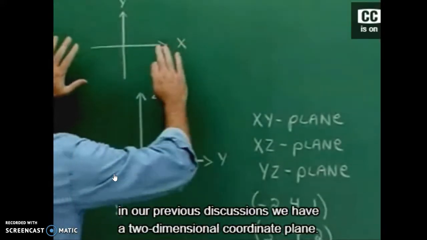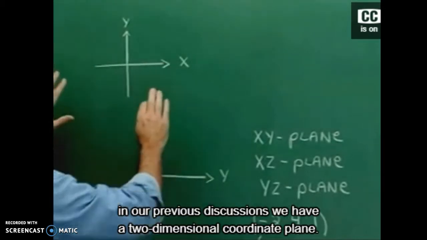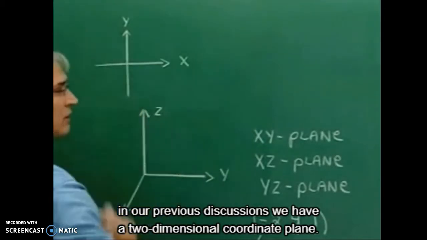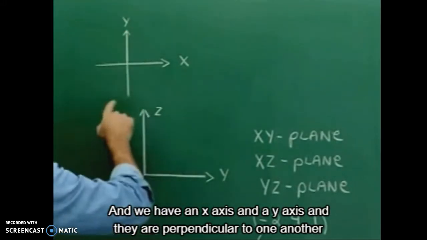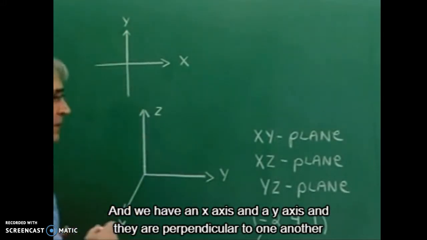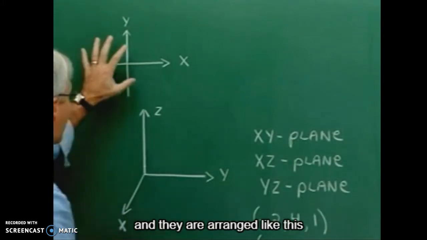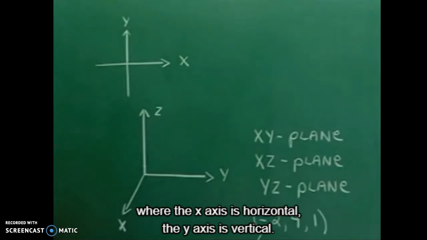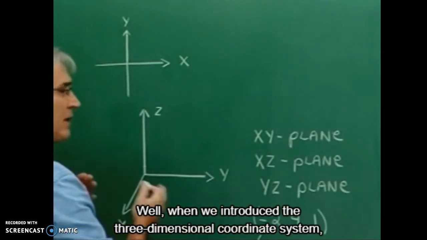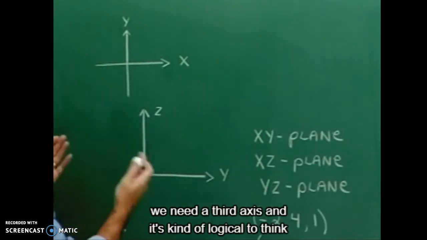You know, in our previous discussions, we have a two-dimensional coordinate plane. And we have an x-axis and a y-axis, and they are perpendicular to one another. They're arranged like this, where the x-axis is horizontal, the y-axis is vertical. Well, when we introduce a three-dimensional coordinate system, we need a third axis.